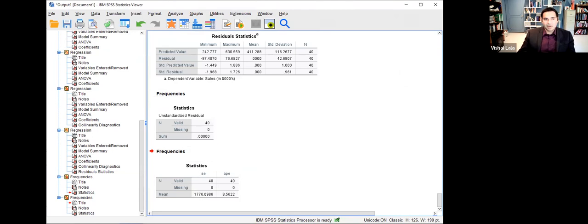This would be MAPE, rather, let me do it correctly here. This here would be the MAPE, and this here would be the MSE. So our MAPE is 8.56. Our MSE is 1776. Let me pull out my calculator and figure out what the RMSE is.